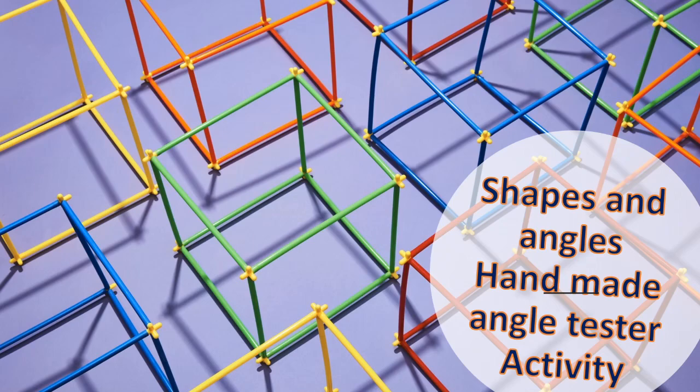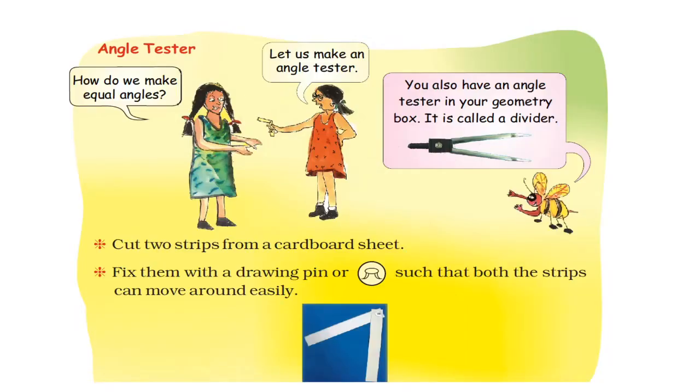So children, today I am going to explain the angle tester in the shapes and angles chapter, and here I am going to make one handmade angle tester, and I will explain the questions based on this angle tester also. Let's start. So look here children, what is written: how do we make equal angles? Let us make an angle tester.